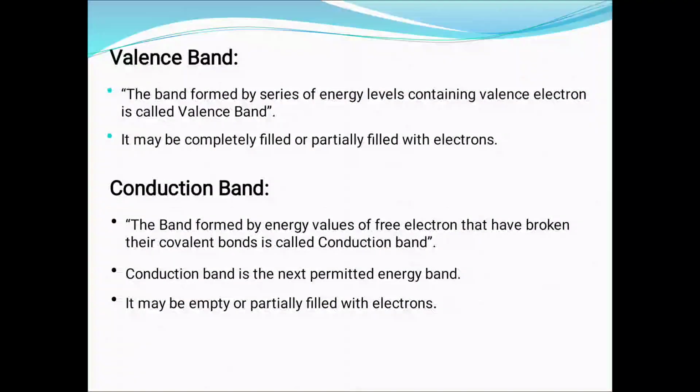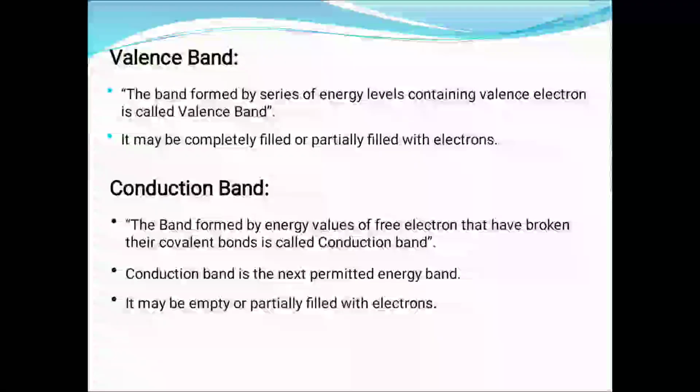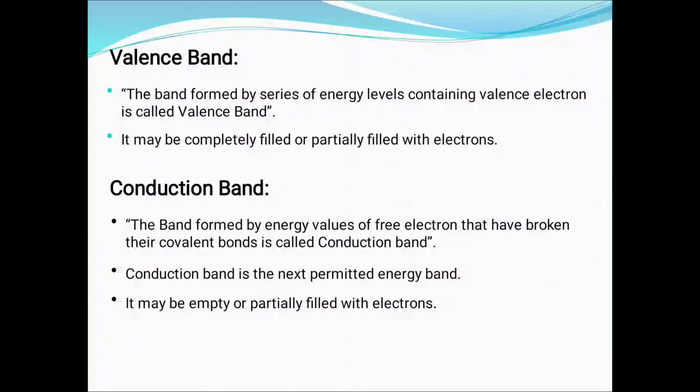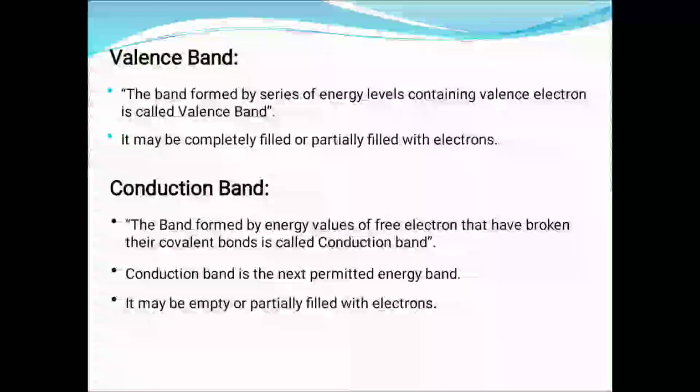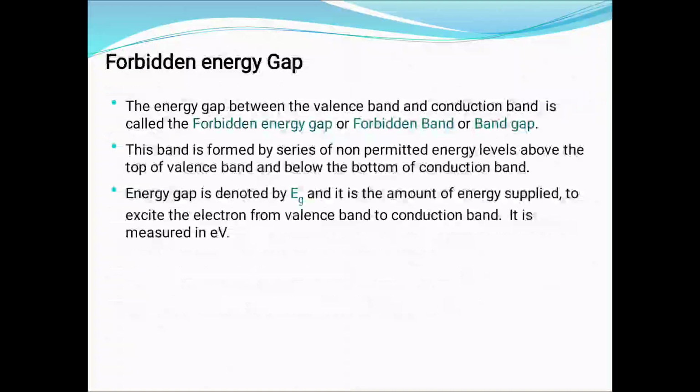Valence band. The band formed by a series of energy levels containing the valence electrons is called the valence band. It may be completely filled or partially filled with electrons. Conduction band. The band formed by the energy levels of free electrons that have broken their covalent bonds is called the conduction band. The conduction band is the next permitted energy band. It may be empty or partially filled with electrons.